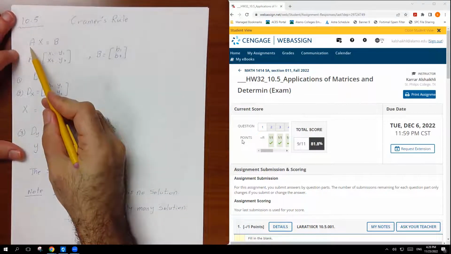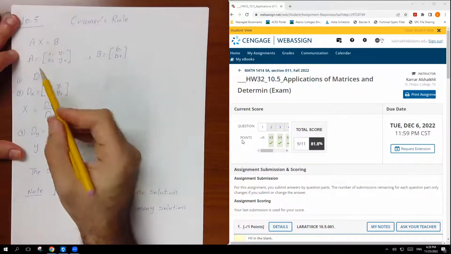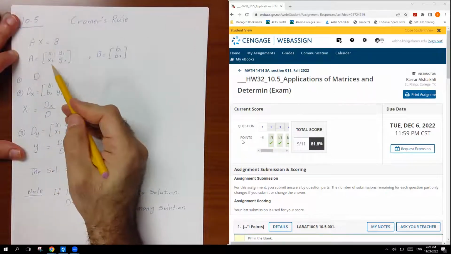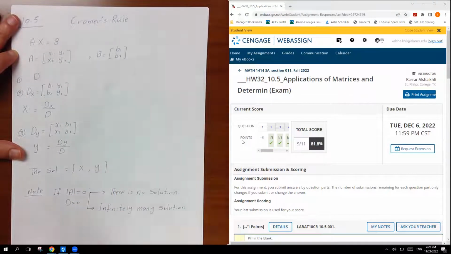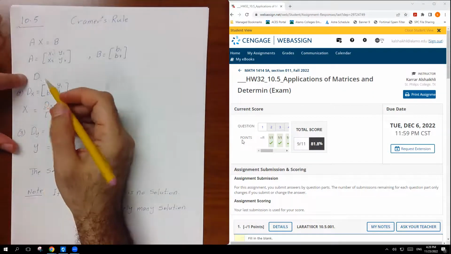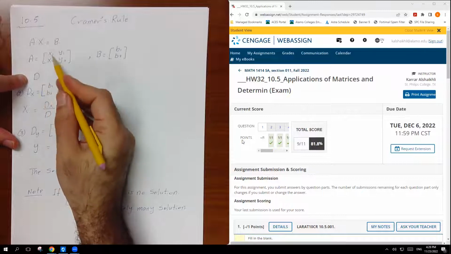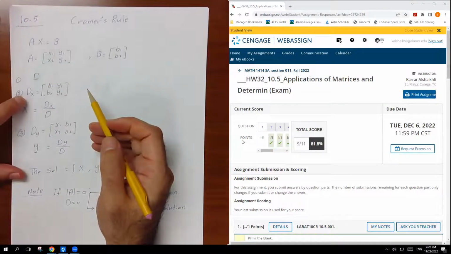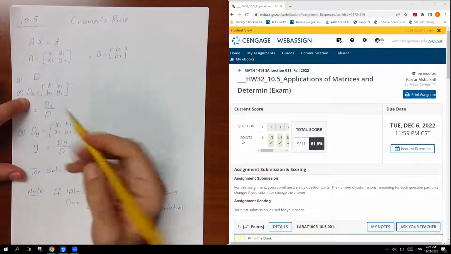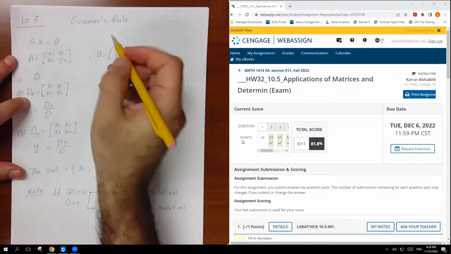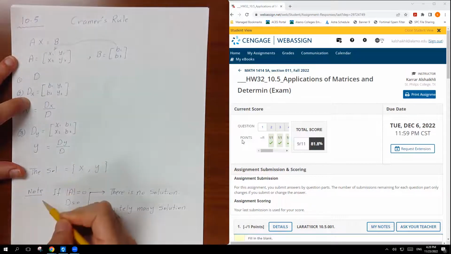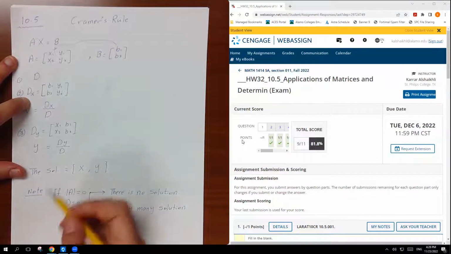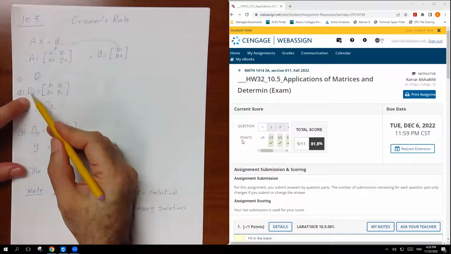here's the system AX equals B. Let A equal x1, x2, y1, y2, and B equal b1, b2. The first step, we're going to find the determinant for this matrix. The second step, we're going to find dx. How are we going to find dx? By substituting b here instead of x1, x2, and find dx.